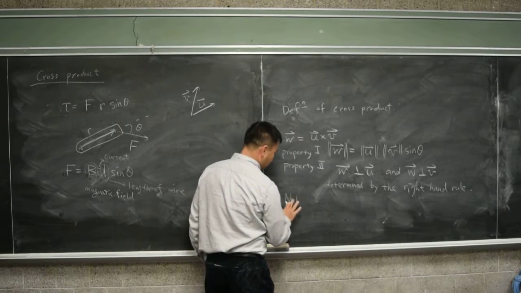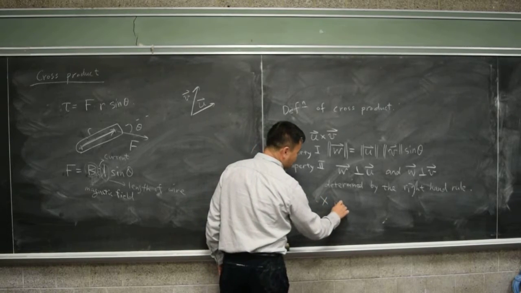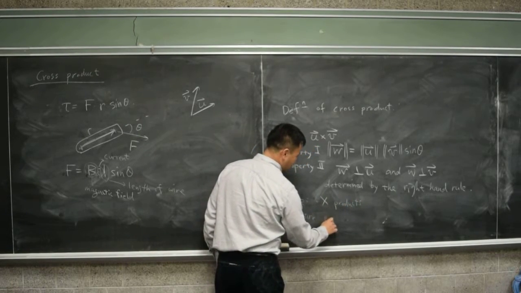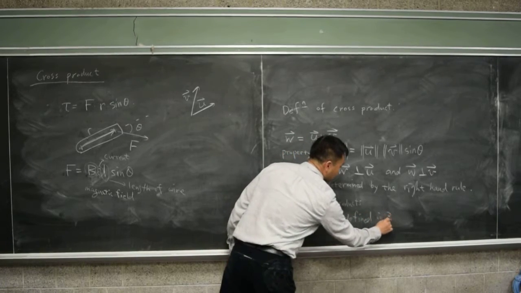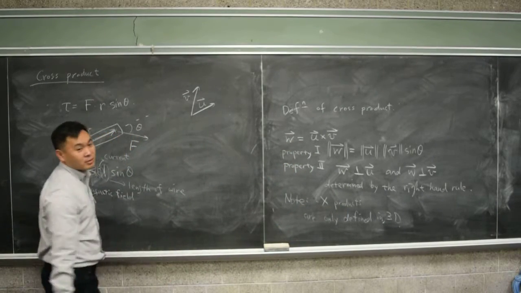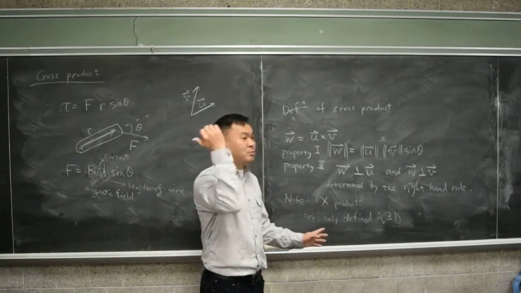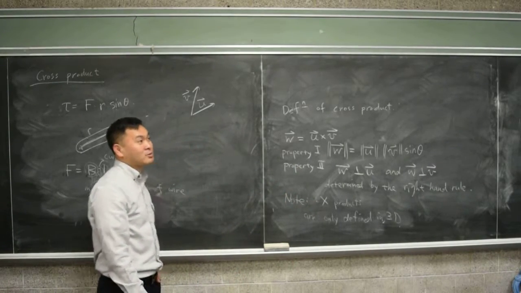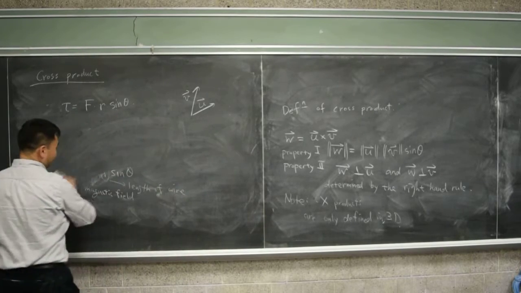And because of the way it's defined, note: cross products are only defined in 3D. You can't define cross products in 2D, because whenever you have two vectors, the third one will be perpendicular to that plane, so that means you have to be in 3-dimensional space. Okay, let's do a little bit of exercise and then we'll conclude.